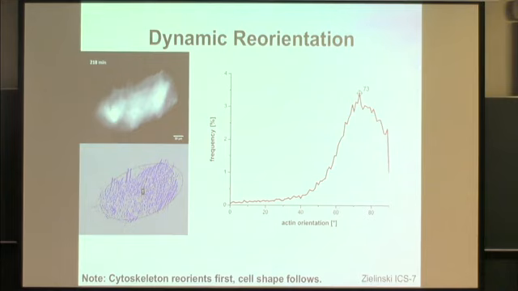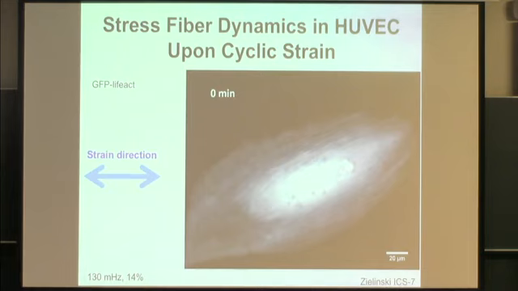Sorry. Yeah? The frequency in which you apply the cyclic strain is very low? Compared to most experiments out there in the literature, we pulled at a low rate. It's 130 millihertz. Most people tend to pull around 1 hertz. Okay. If you change this frequency? We changed that frequency, and thank you for reminding me.